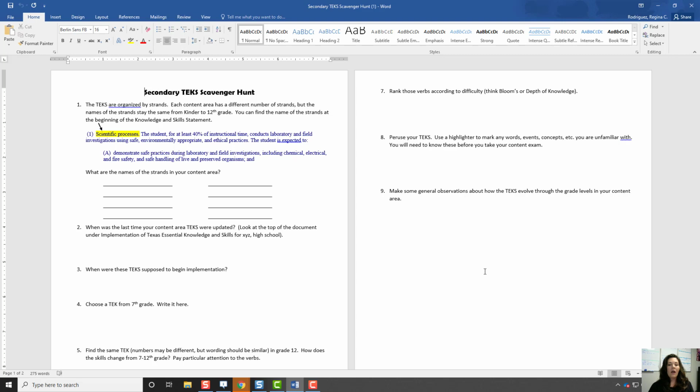For number 9, I want you to look throughout the TEKS, throughout the grade levels, and make some general observations about how the TEKS evolve from grade level to grade level. And you don't have to give me 7th, 8th, 9th, because maybe 7th, 8th, and 9th are really similar, but then in 10th you see a jump. So say from 7th to 10th grade, I see this.